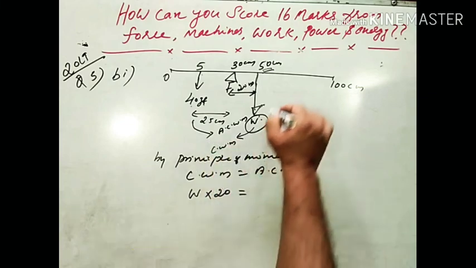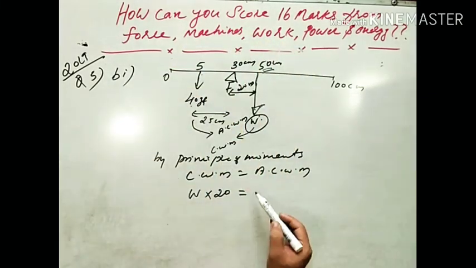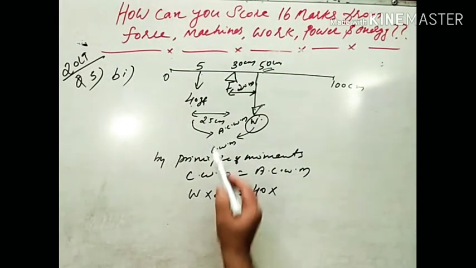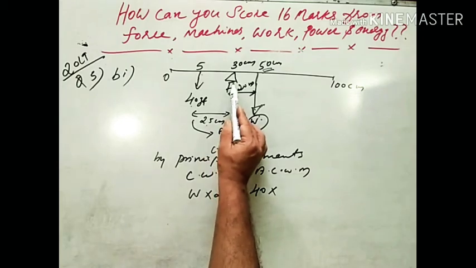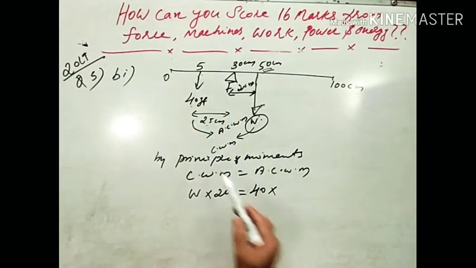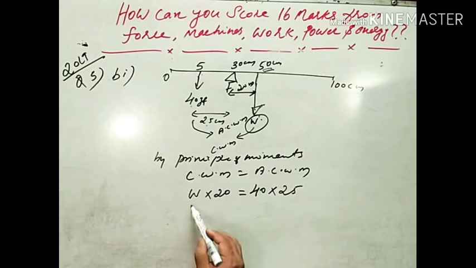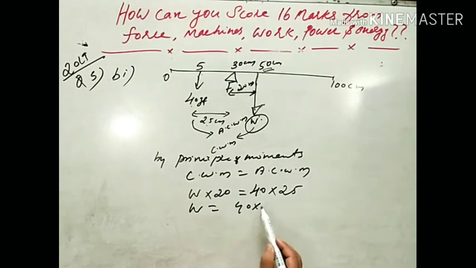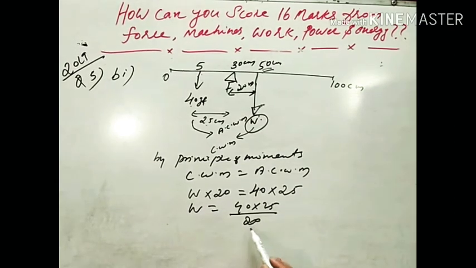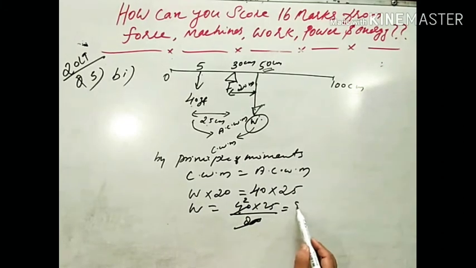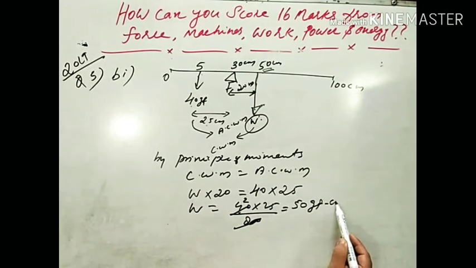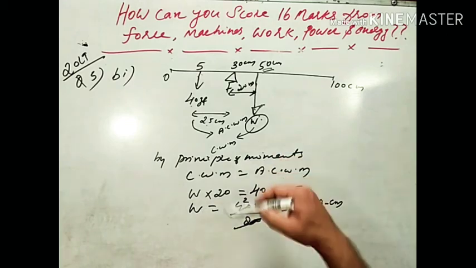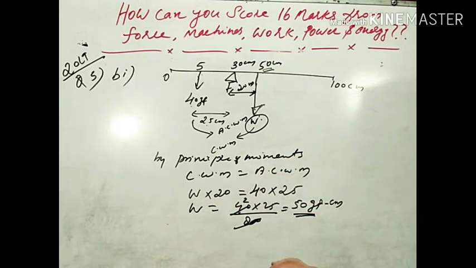It is equal to the anti-clockwise moment. 40 gram force is producing an anti-clockwise moment. Force into perpendicular distance. What is the distance here? 30 minus 5, that is 25. So W is equal to 40 into 25 divided by 20, that is equal to 50 gram force. Write the unit correctly, it is 50 gram force, that is the weight of the meter rule. Alright.